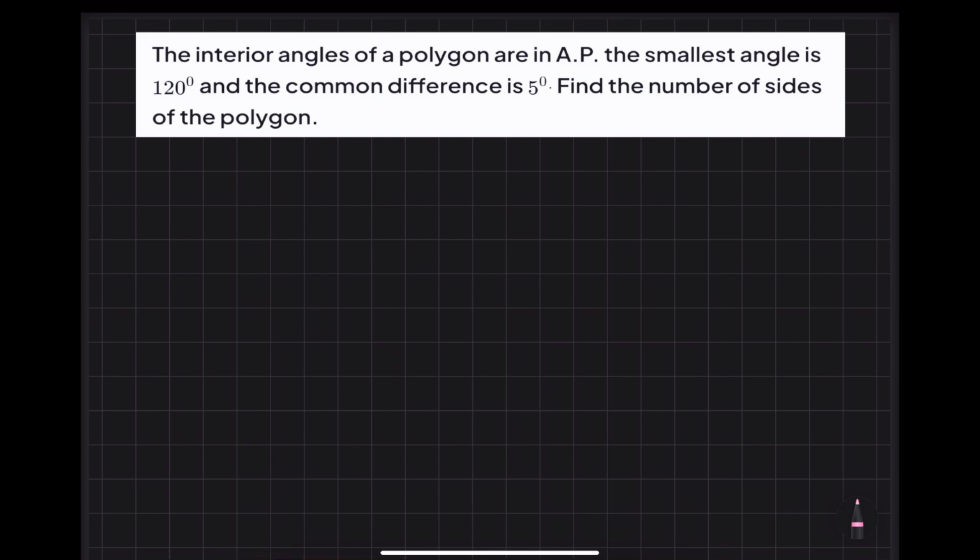So, we got a wholesome new problem which says the interior angles of a polygon are in AP. So, they are talking about a polygon and its interior angles, and those angles are in AP. The smallest angle is 120 degrees and the common difference is 5 degrees. So the next angle would be 125 degrees, then 130 degrees, then 135 degrees, and things will keep on going. Find the number of sides of the polygon. So you have to find out the number of sides.